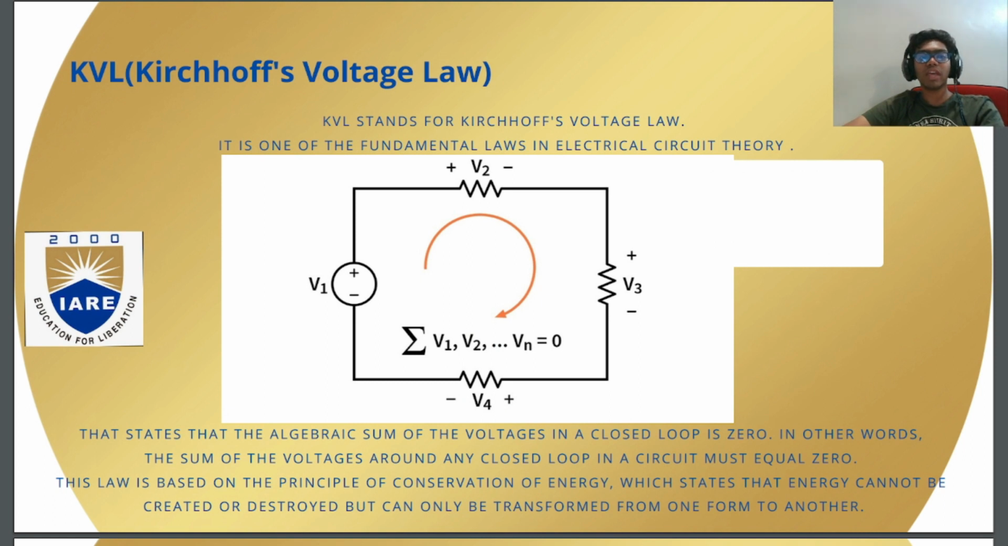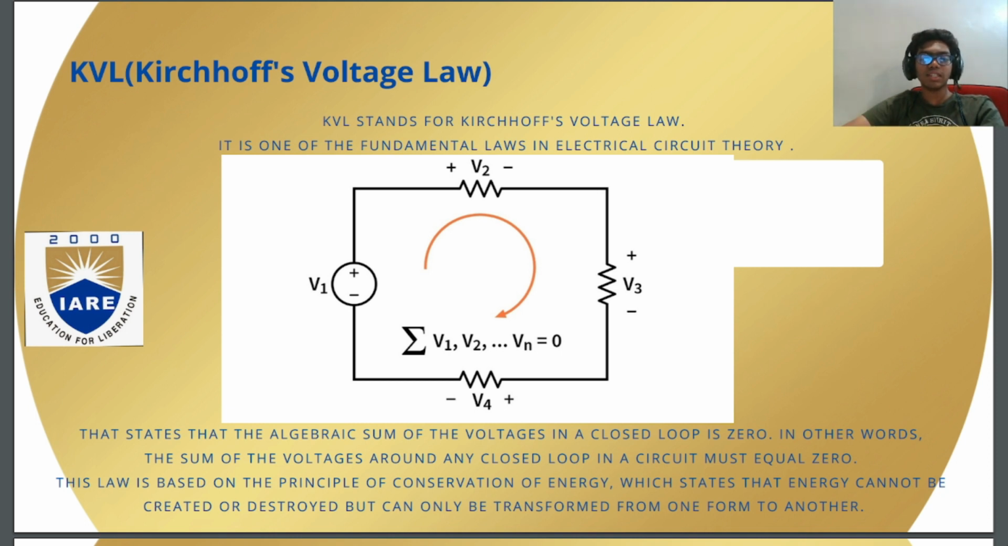Kirchhoff's voltage law, KVL. KVL stands for Kirchhoff's voltage law, and it is one of the most fundamental laws in electrical circuit theory. Here's a circuit diagram which consists of a voltage source V1, and we've got three resistors across which the voltage drops are V2, V3 and V4, and according to Kirchhoff's voltage law, the summation of V1, V2, and so on up to Vn is equal to 0.